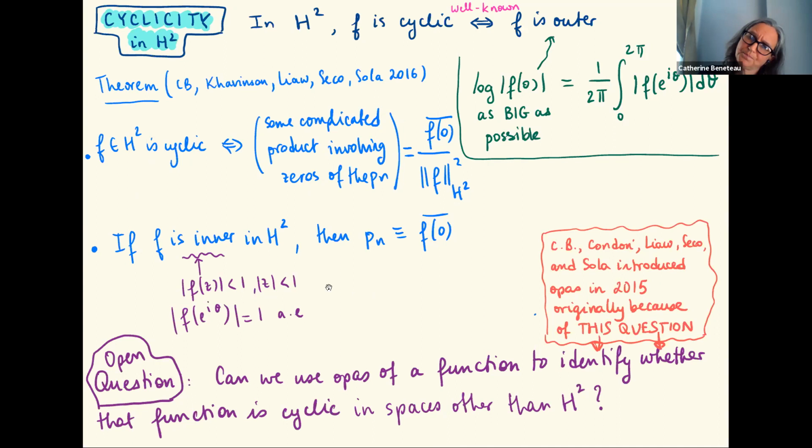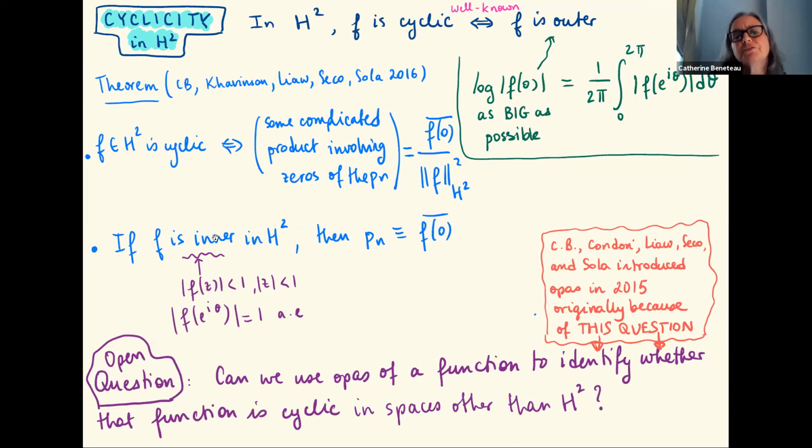Another interesting thing is that if f is inner, so every function in the Hardy space has an inner-outer factorization. One way to think about inner functions is that they're less than 1 in modulus inside the disk, and they're 1 almost everywhere in modulus on the circle. If the function is inner, then all the optimal approximants are constant. Okay, they're all the same. So they reduce to just a constant related to f. So optimal approximants can detect inner functions in some sense.